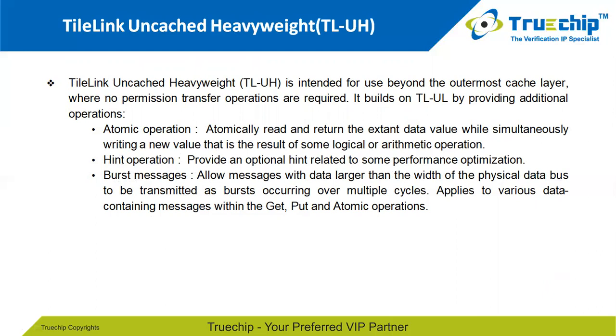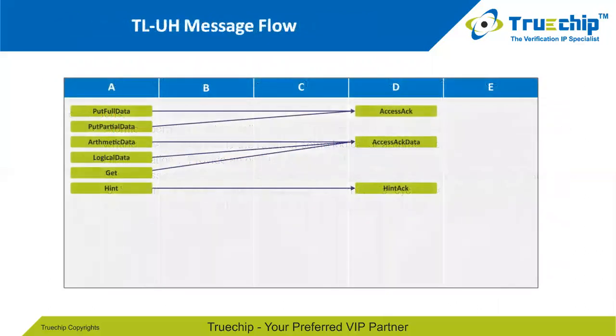The hint operations give hints about future operations. The burst messages allow operations to target a larger address range and specifically enable messages with data size bigger than the width of the physical data bus. Now we'll go through the message flow of the TL-UH. As you can see, we have added the arithmetic data, logical data, and the hint messages on channel A.